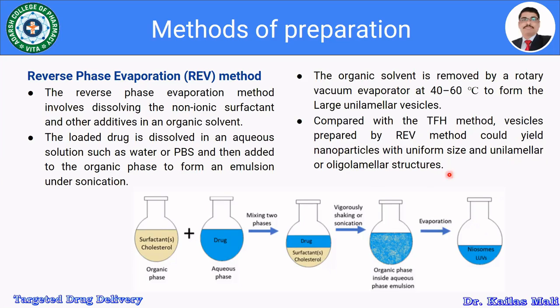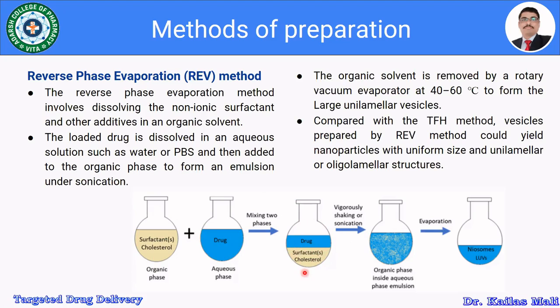So in the case of reverse phase evaporation method, we are preparing two phases. The very first one is the organic phase, the second one is the aqueous phase. In the organic phase, we are supposed to dissolve the surfactant and cholesterol. In the aqueous phase, we are supposed to dissolve the drug. Then mix these two phases in order to get the O/W type of emulsion.